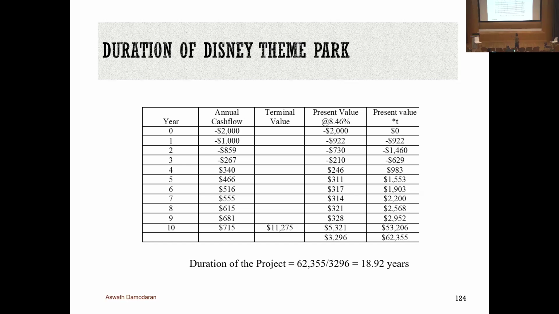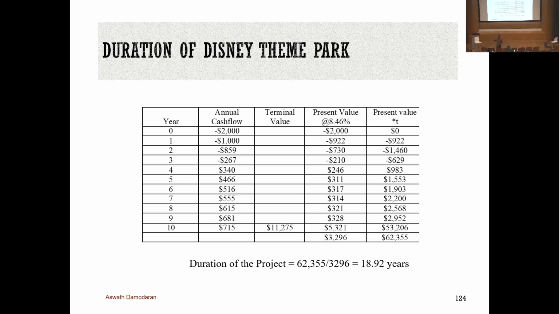I'm going to take each present value and multiply by the year I get it. In a minute, I'll explain what I'm doing when I do this. So in the last column, I take the present value, multiply by the year. So minus 922 times 1, minus 730 times 2. That's the present value times when you get it. You add up the last column, you get 62,355. So what the heck are you doing? If I divide the 62,355 by 3.3 billion, I've effectively computed what's called the Macaulay duration.